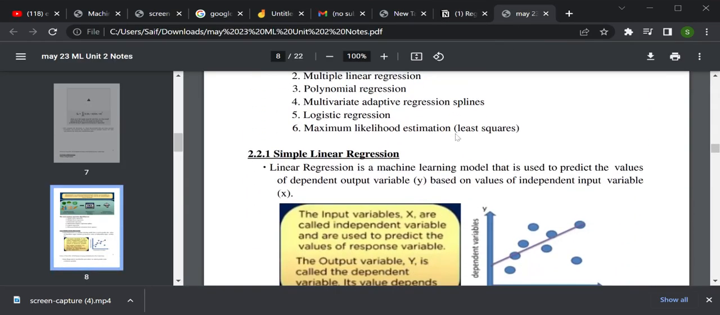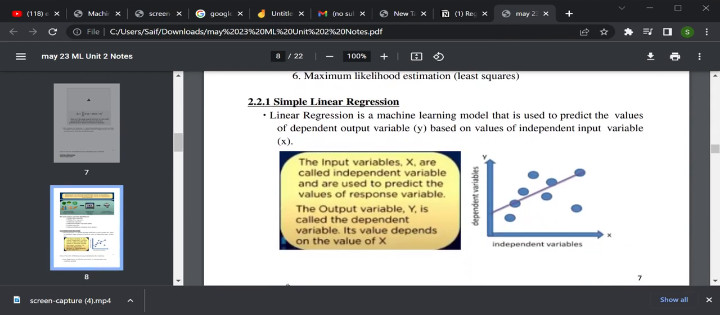Now we will see what is simple linear regression. Simple linear regression is a machine learning model that is used to predict the values of dependent output variables based on the values of independent input variables. The definition is the same as regression, but the only thing here is we draw a straight line, that is a linear line. Now x is considered as input variables and y is considered as output variables. We can see here the input variables x are independent variables and so on.